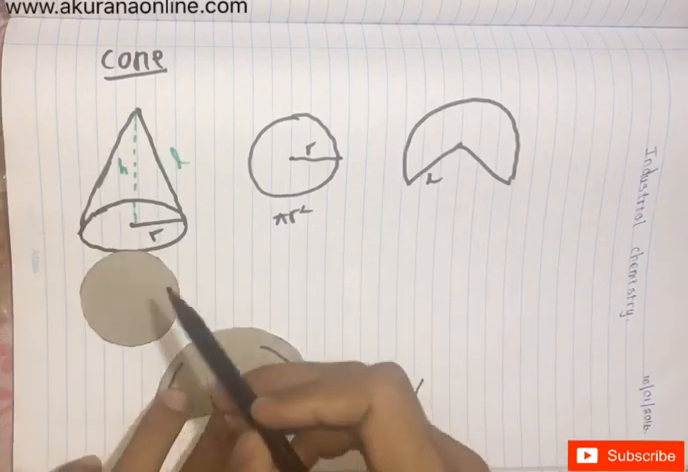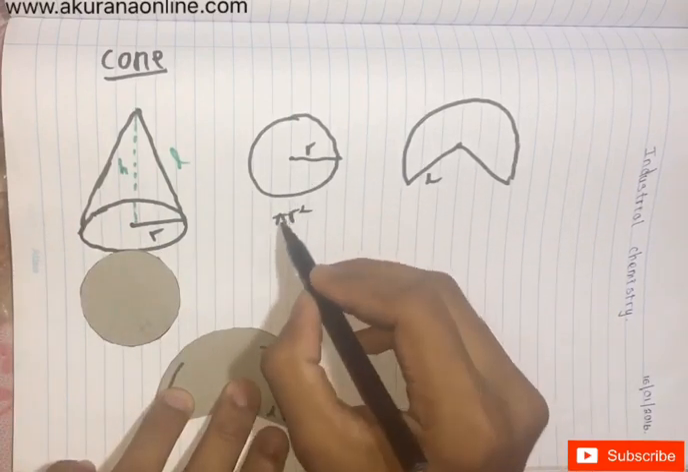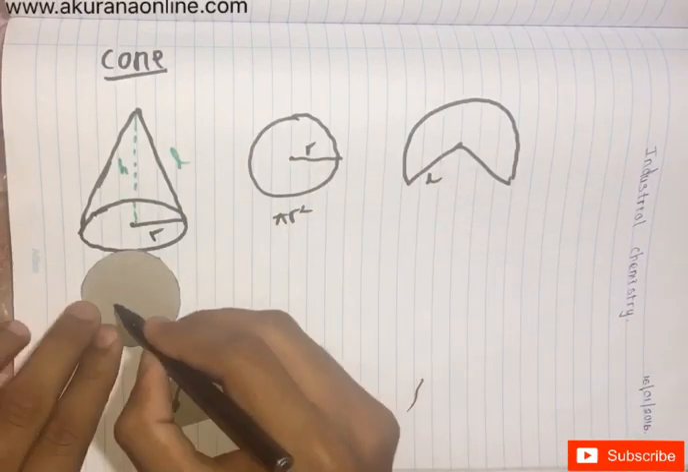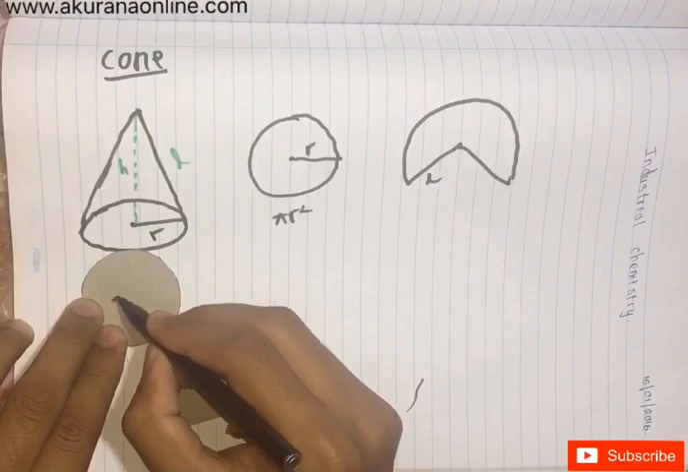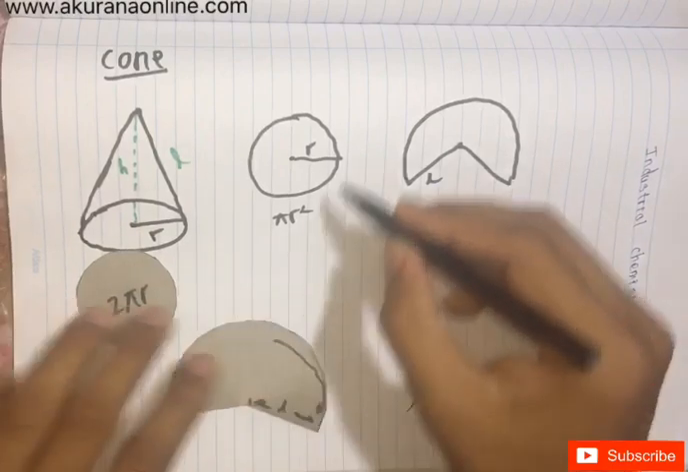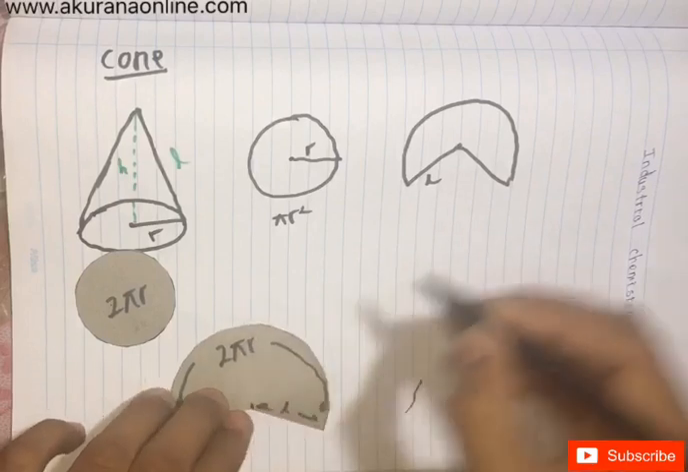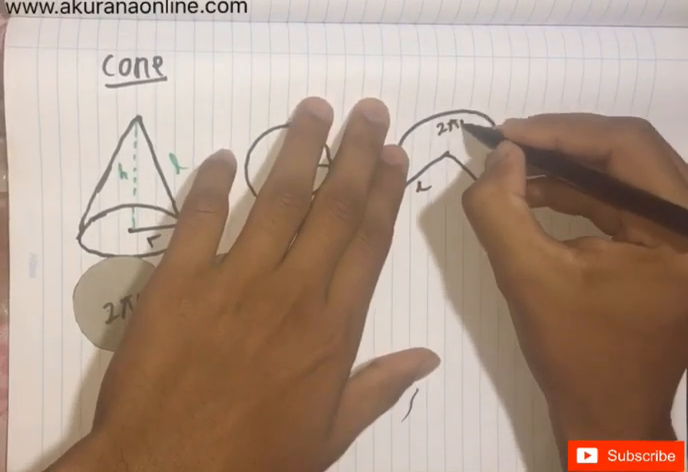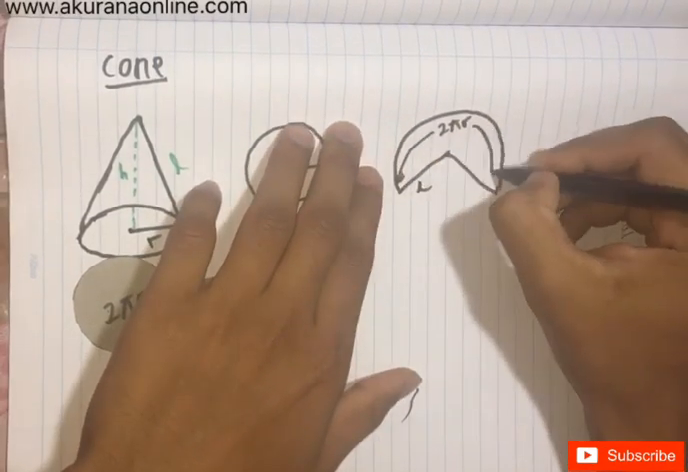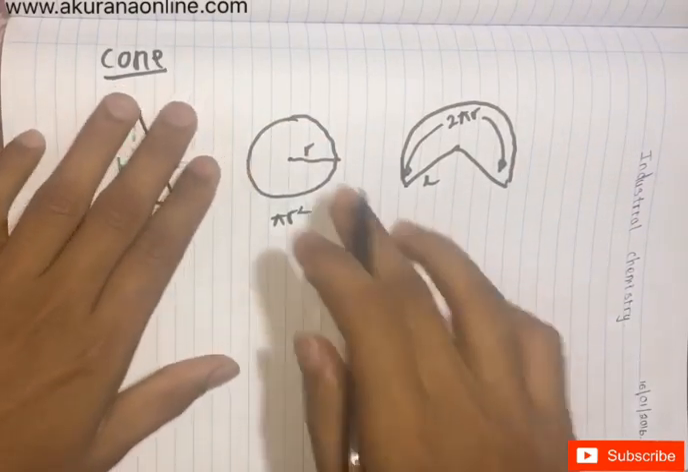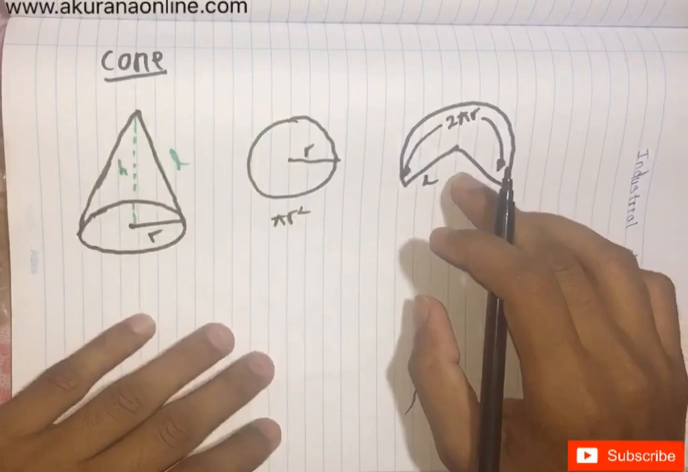Therefore what is the total? What is the circumference of a circle? That is 2 pi r. Therefore this total length is equal to 2 pi r. Are you clear with that? Therefore here I will use 2 pi r. Now this you can find out.